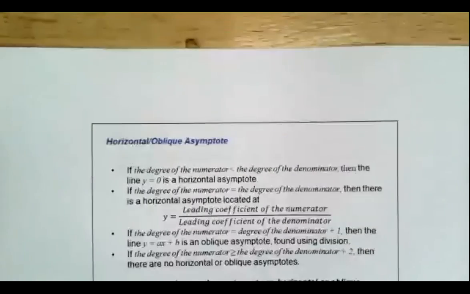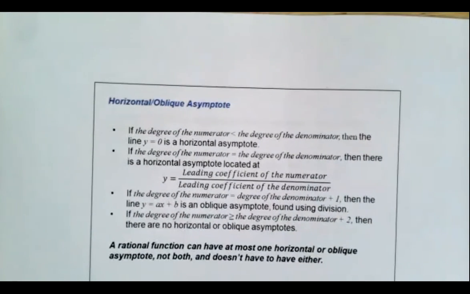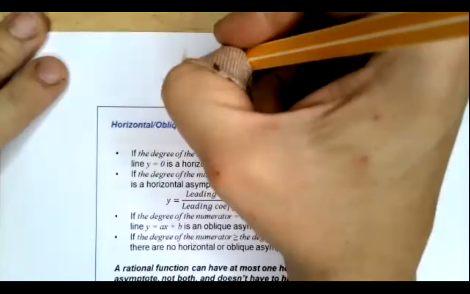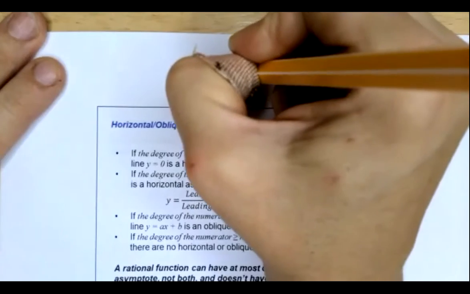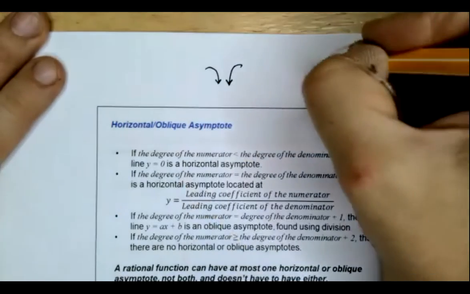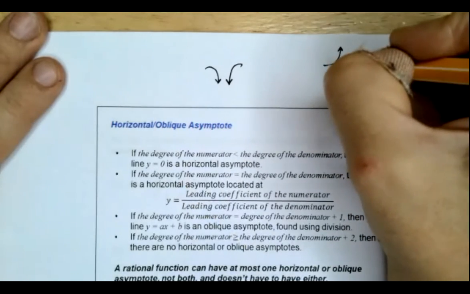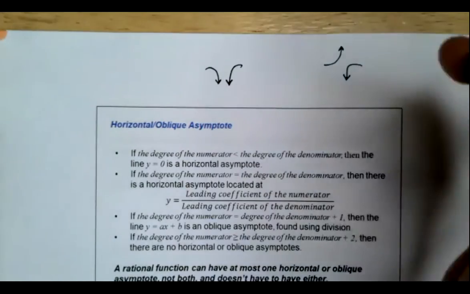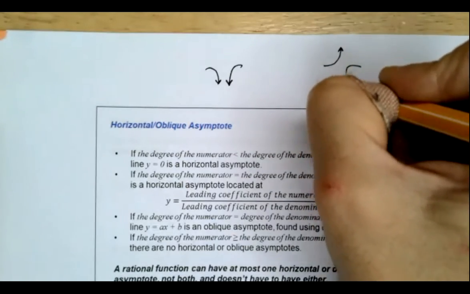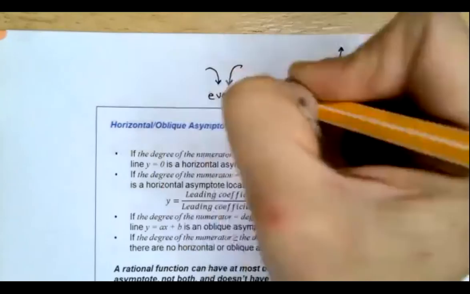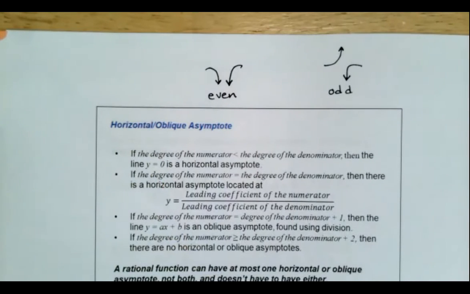All right, horizontal or oblique asymptotes. This can sound very complicated. We know how to find vertical asymptotes, as well as whether they're approached from the same direction or from different directions. The same direction is if the multiplicity is even, and opposite directions would be if the multiplicity was odd. And that's for vertical asymptotes, okay?